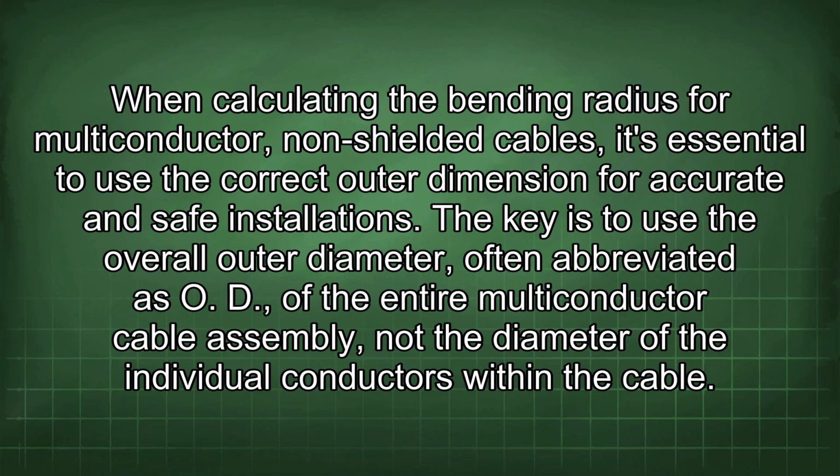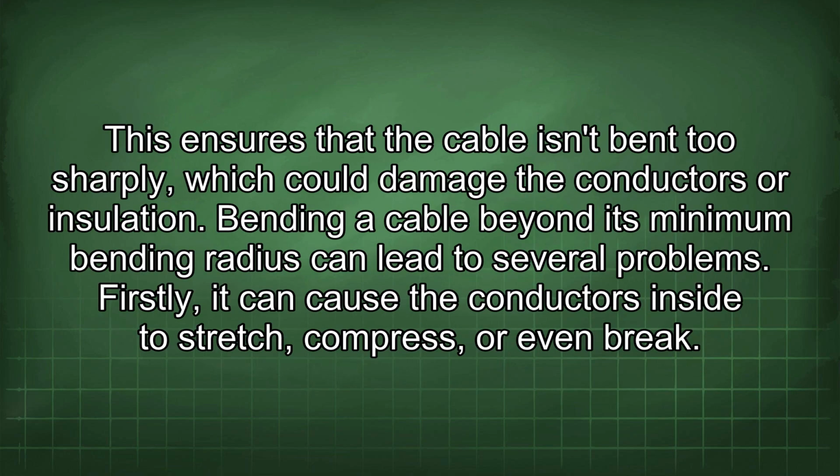When calculating the bending radius for multiconductor, non-shielded cables, it's essential to use the correct outer dimension for accurate and safe installations. The key is to use the overall outer diameter, often abbreviated as OD, of the entire multiconductor cable assembly, not the diameter of the individual conductors within the cable. This ensures that the cable isn't bent too sharply, which could damage the conductors or insulation.